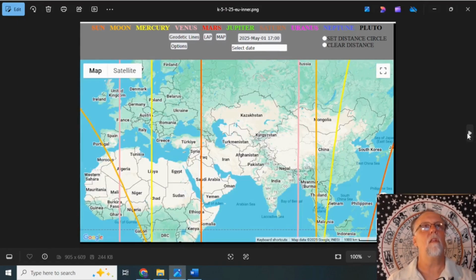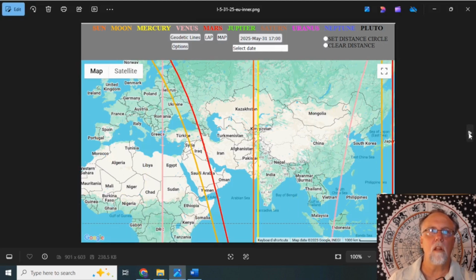And here's again the European map. At the beginning of the month, you'll see that Venus is going through France, the Sun line right here through Saudi Arabia, Iraq. We've got Venus in China, Asia. We've got the Sun line over here. And then at the end of the month, you'll see this stuff moves. Venus is still moving, and Mars is coming across. And again, by understanding how this stuff works, you can utilize this in your day-to-day life.